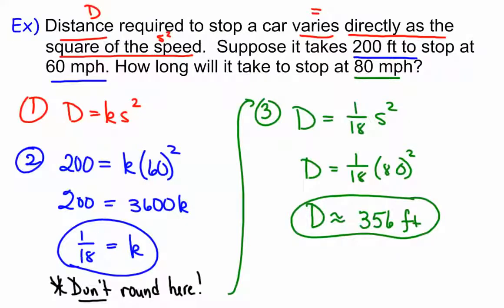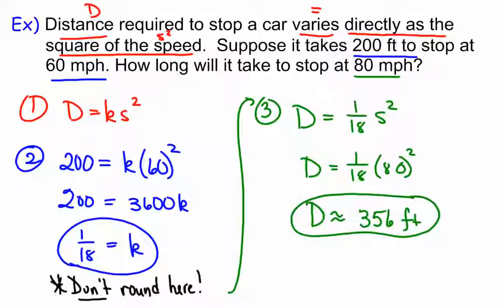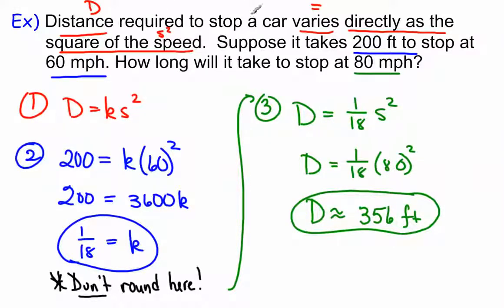Let's take a look at some direct examples. Distance required to stop a car varies directly as the square of the speed. And we're going to suppose that it takes 200 feet to stop at 60 miles per hour. How long would it take at 80 miles per hour? So let's call distance d. Varies, as soon as I see that word, I know that's my equal sign, directly as the square of the speed. So square of the speed, we're going to call that s squared. So the first step is to come up with a variable equation. d equals ks squared. And why is it all directly across? Because it says varies directly.